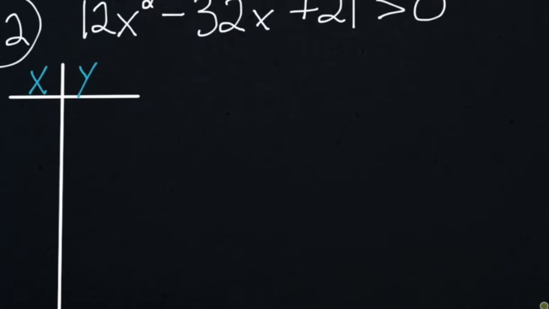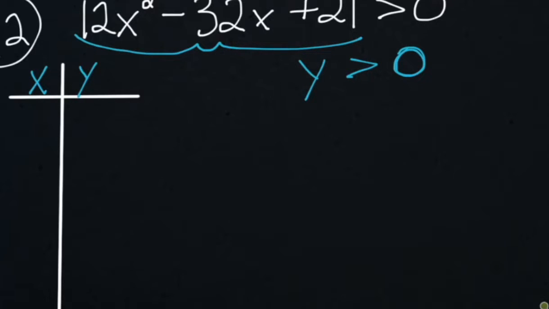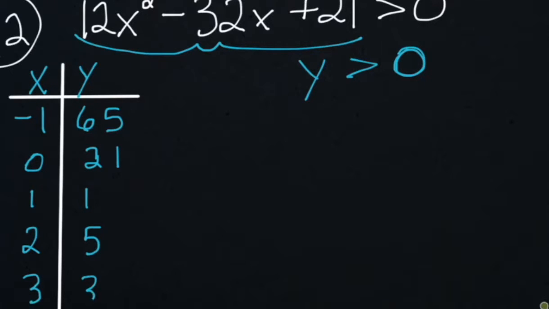Number 12, the last practice problem. Let's plug our equation into y1. So I'm looking for where y is greater than 0. Go to the table. Let's copy some of those down. I have negative 1, 65. 0 is 21. 1 is 1. 2 is 5. And 3 is 33. I scroll back and forth, but I don't see any number that's actually less than 0.